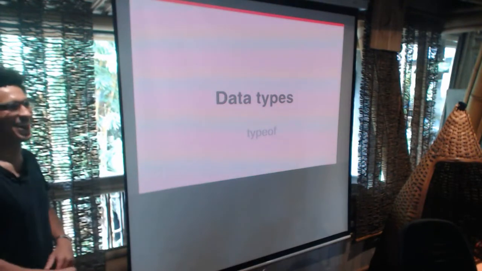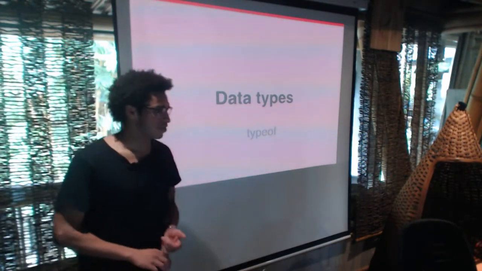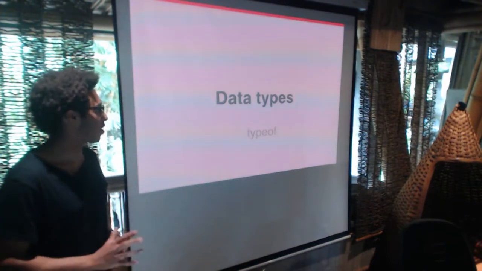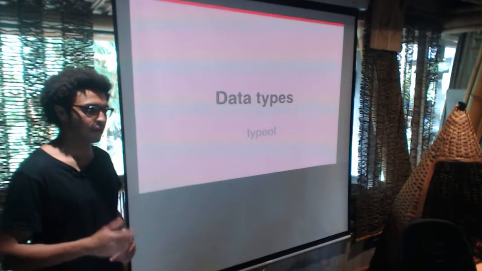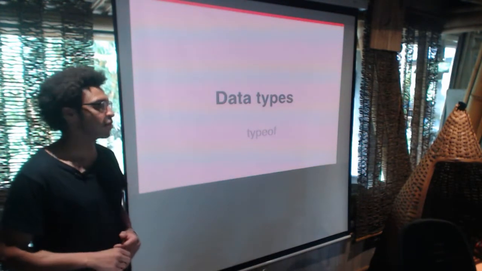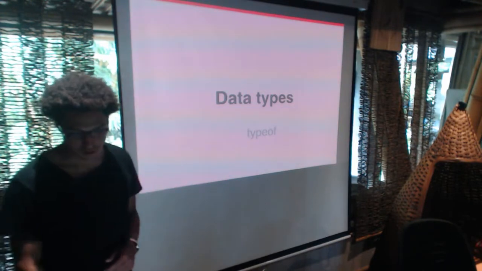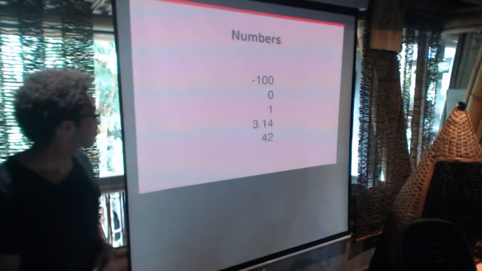Yeah, so there's basically five data types, but depending on the language, there might be even more. So I'm going to talk you through the basic ones in JavaScript. First of all, we have numbers.